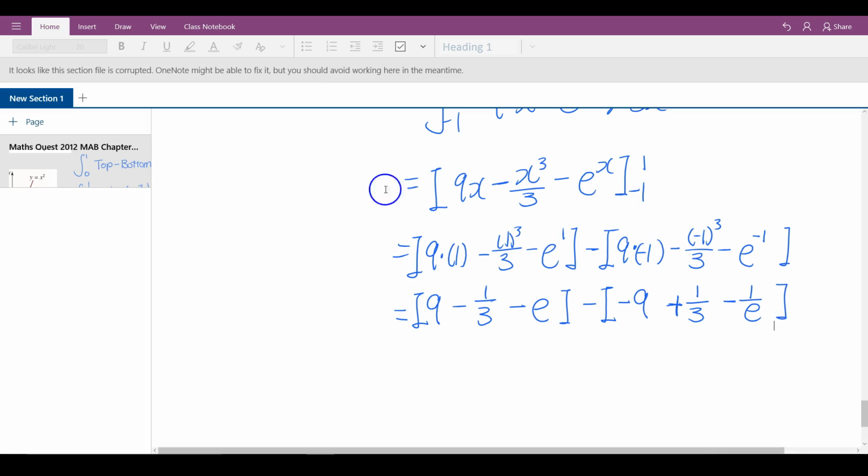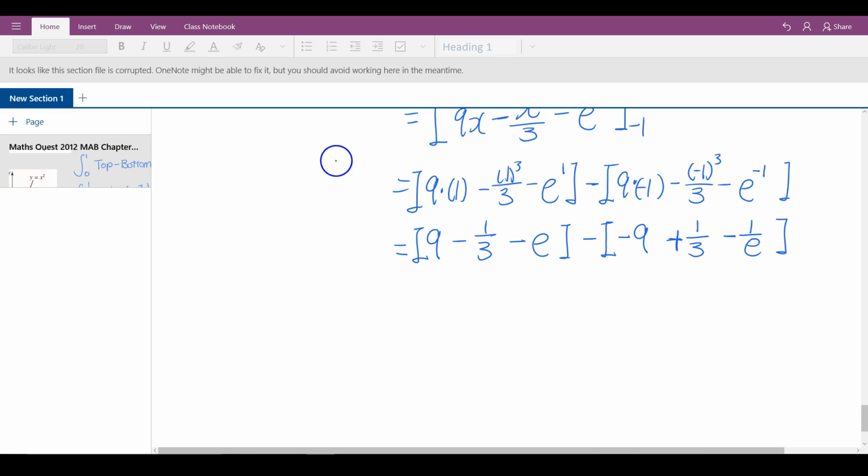Okay, and then we've got 9 minus -9, which is 9 plus 9, giving us 18. And then negative a third minus a positive, minus positive becomes minus. So negative a third minus another third will give you negative 2/3.